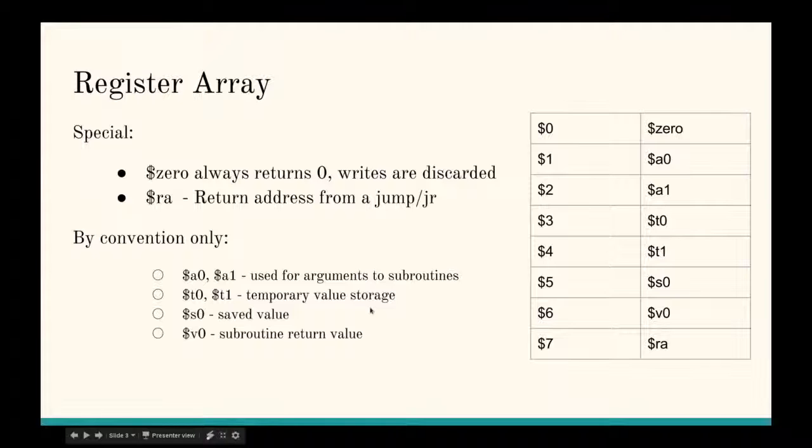The register array has 2 special registers: 0, which always returns 0 and discards writes, and the RA register, which contains the return address from a jump or jump register instruction. By convention only, the registers have names that allow you to write your programs a little bit easier. A0 and A1 are used for arguments to a subroutine. T0 and T1 are considered temporary value storage. S0 is a saved value. So if your program is a good citizen in my instruction set, you'll make sure to save and restore this value when entering and exiting a subroutine, and V0 contains a return value.